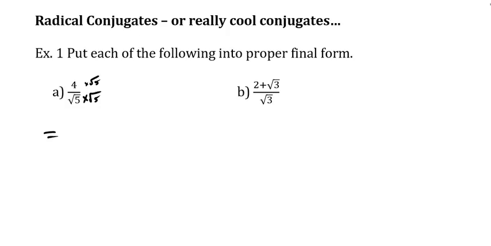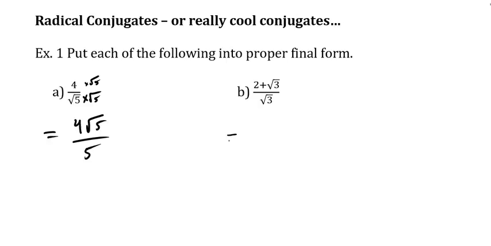Okay, so this is one we already know how to do. This is 4 root 5 over root 5 times root 5, which is 5. So that's proper final form because the denominator is now a rational. The whole thing's not rational because it still has an irrational number on top, but we like the bottom to be rational.